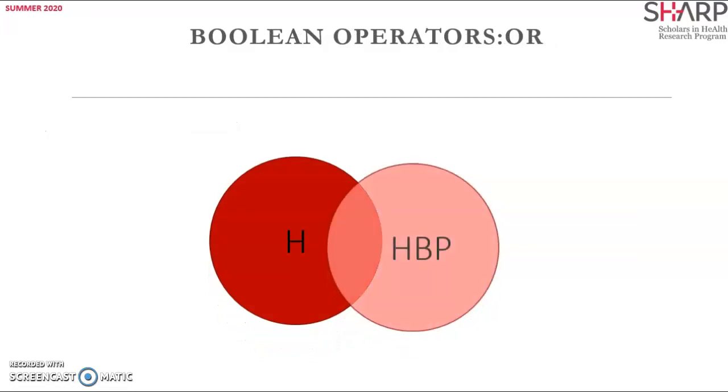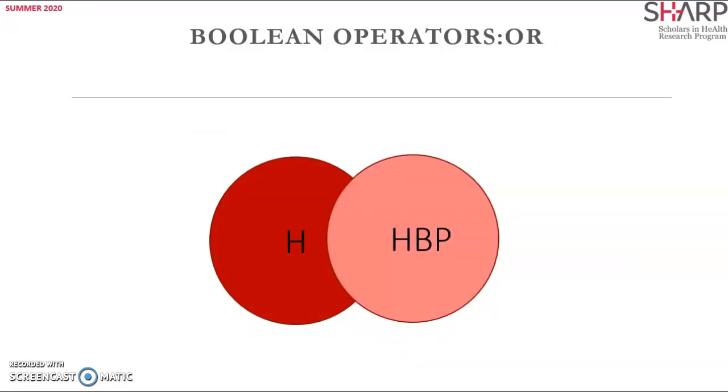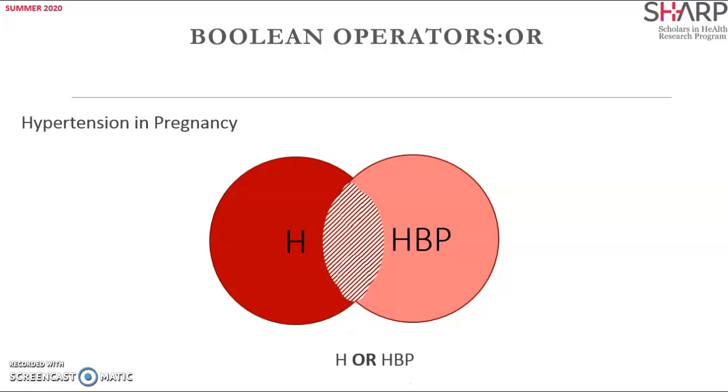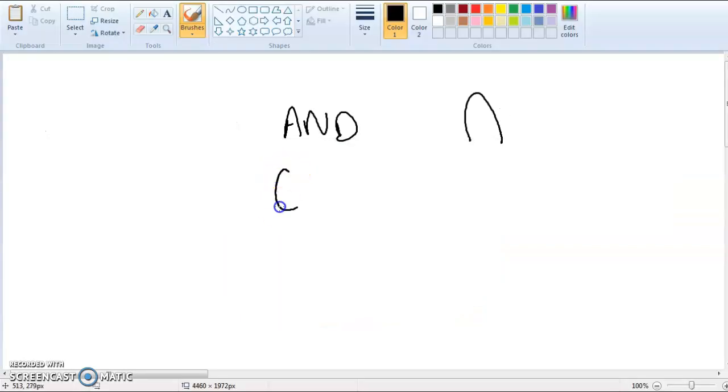What about OR? Say when I did pregnancy and hypertension, I didn't get so many results. So I decided to use the synonym of it, which is high blood pressure. So I would be using the OR. And by that, I will be getting the results that give me hypertension alone, high blood pressure alone, and the combination of both, which is hypertension or high blood pressure. So I will be increasing my search. And in math, OR is the union.